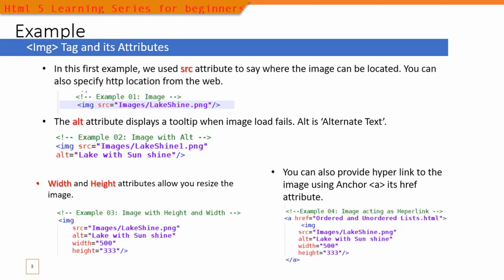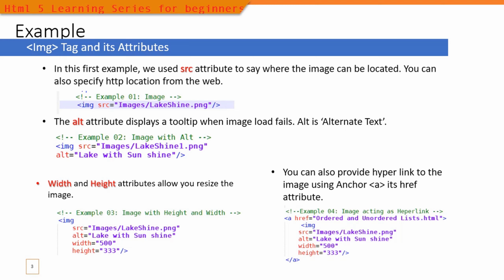So when we use text, the text will come as underlined text, and when user clicks the text, the browser will navigate them to ordered or unordered list HTML in this example actually. But here instead of text we just specified the image. Whatever you saw in the example 3, we placed the same image here. So once user clicks the image, the browser will navigate them to ordered and unordered list.html.